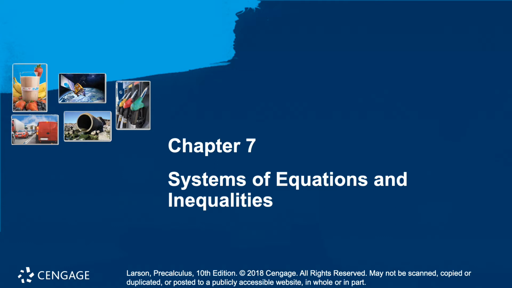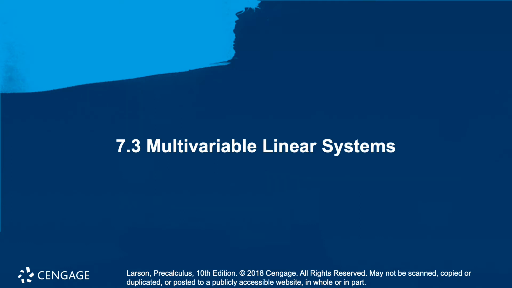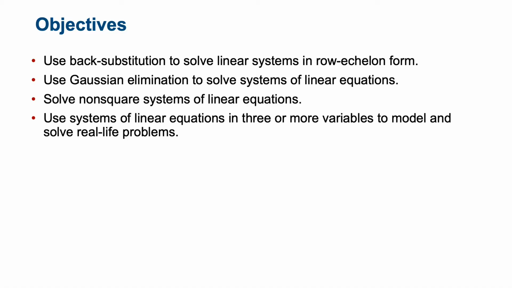We're going to continue with System of Equations, and today we're covering 7.3, which is multivariable linear systems. So don't be afraid of it. It just means that there's one more variable, and that's fine.